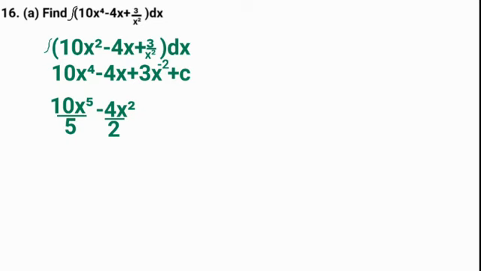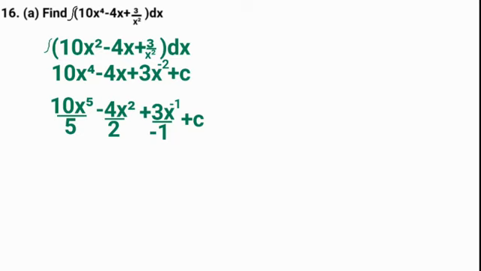Then we come to 3x. Now 3x is raised to the power of negative 2. When I add 1 to negative 2, it's going to give me negative 1. So 3x will be raised to the power of negative 1, which will be divided by negative 1, plus c.